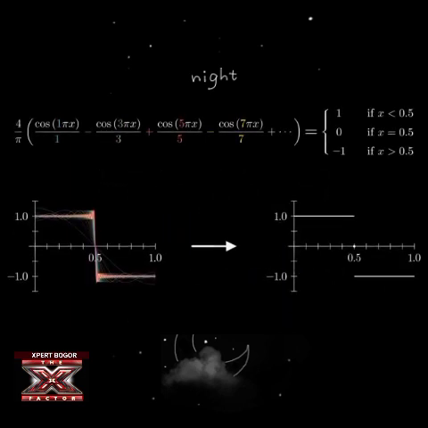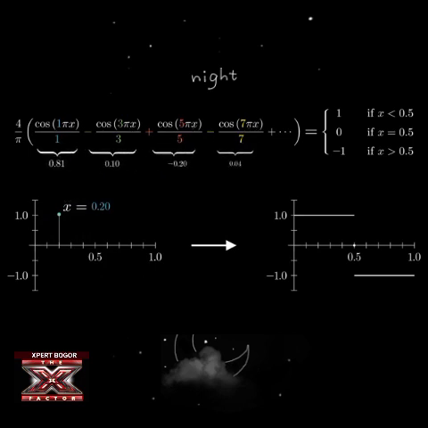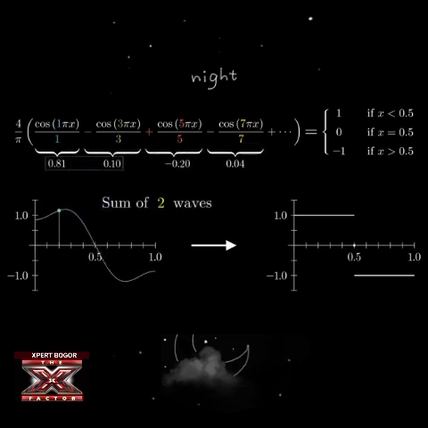With functions, you're doing the same thing, but with many different values in parallel. Consider a specific input, and the value of all of these scaled cosine functions for that input. If that input is less than 0.5, as you add more and more terms, the sum will approach 1. If that input is greater than 0.5, as you add more and more terms, it would approach negative 1.